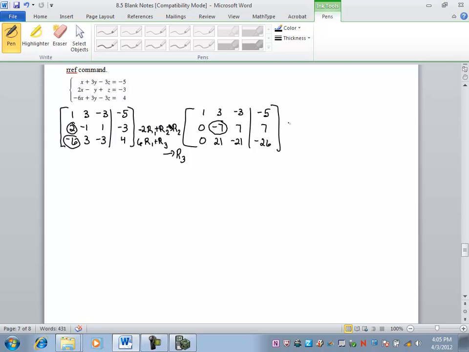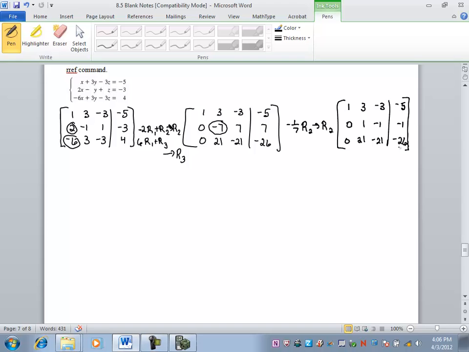Now let's take a look at making this a positive 1. If I take -1/7, multiply that by row 2, I will get my new row 2. Row 1 stays the same: 1, 3, -3, -5. 0 times -1/7 is 0. -1/7 times -7 is 1. -1/7 times 7 is -1. -1/7 times 7 is -1. And then we'll recopy the bottom: 0, 21, -21, and -26.